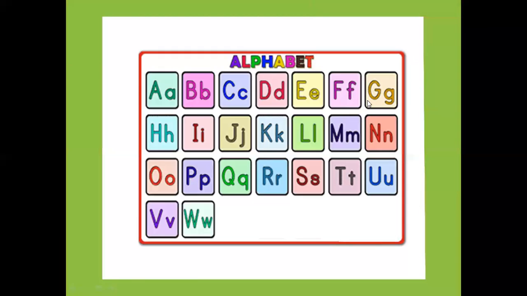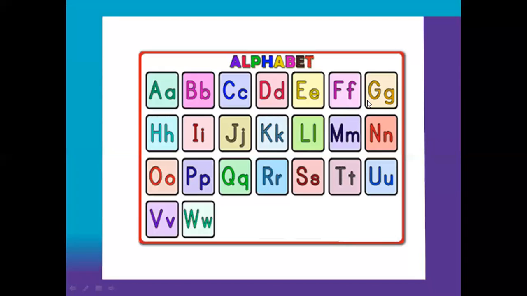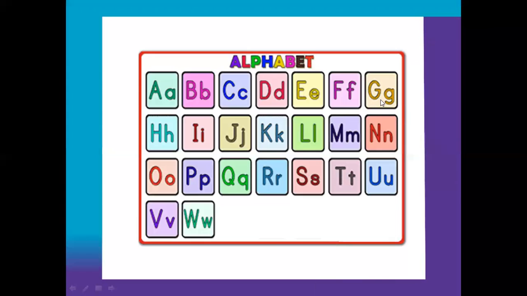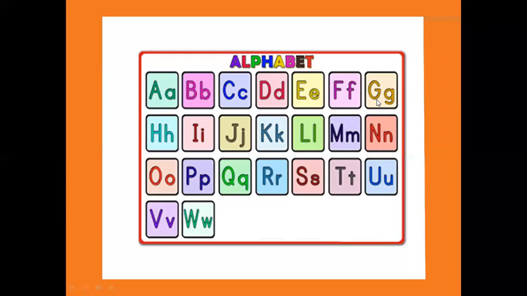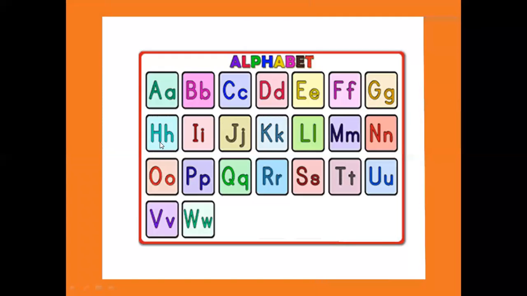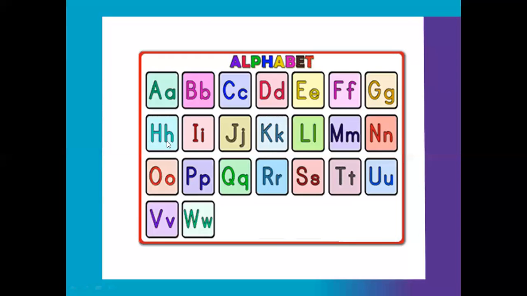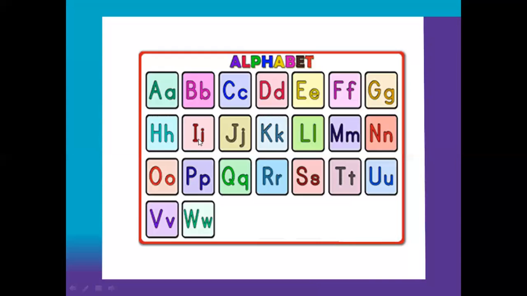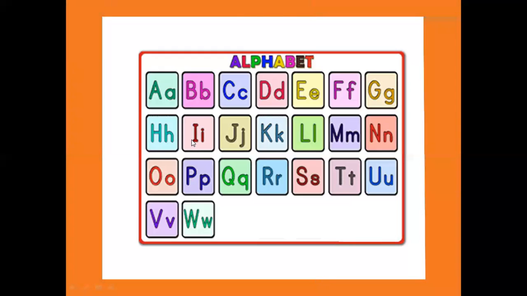After F, our next letter is G. What is our next letter after F? G. This one is capital and this one is small. Its sound is G. Gorilla. Now after G, our next letter is H. This one is capital and this one is small one. H. Its sound is H. Hat.